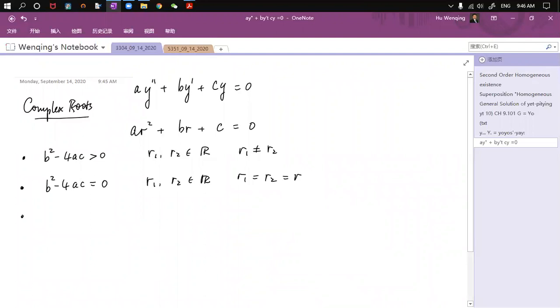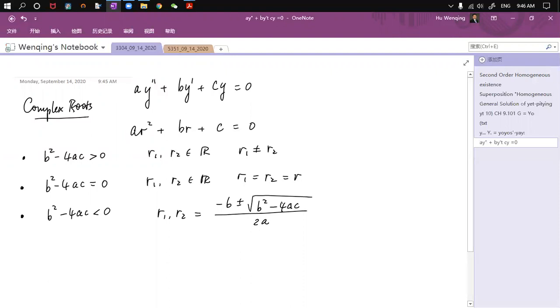Now what you have been left with is the case that b squared minus 4ac is negative. In that case, R1 and R2 are going to be equal to minus b plus or minus the square root of b squared minus 4ac, divided by 2 times a, that's the quadratic formula. But in this case, b squared minus 4ac is negative. So how do you take a root of a negative number?